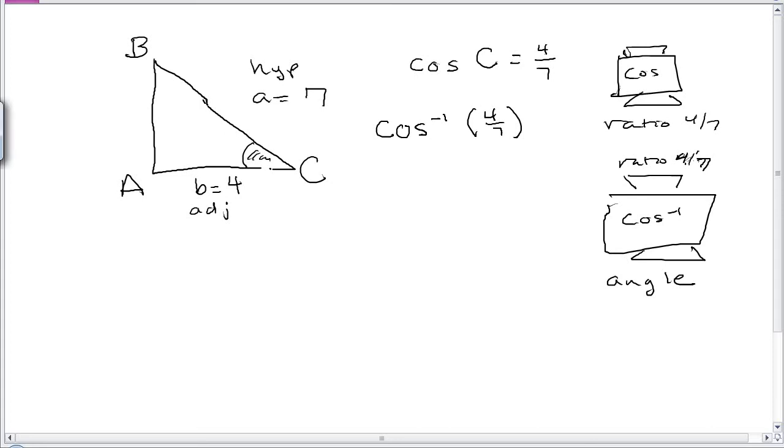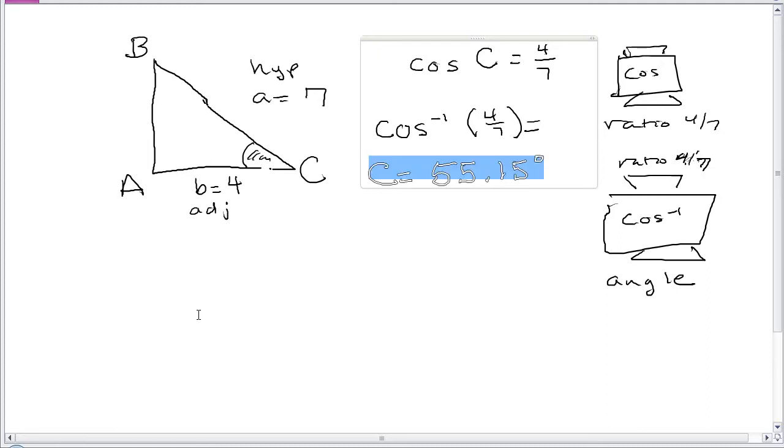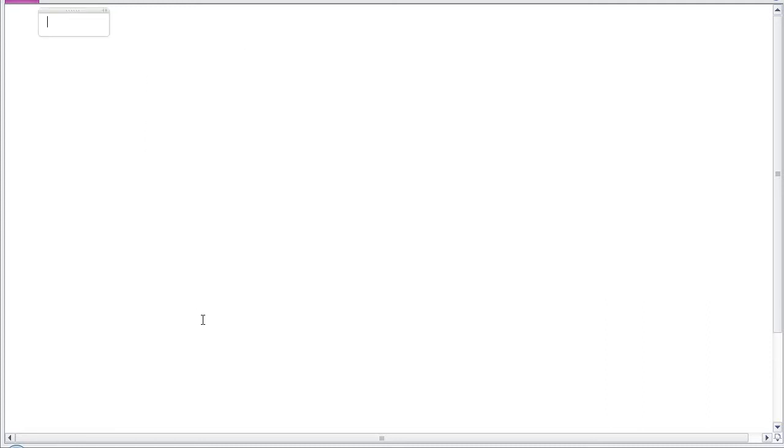I hit enter. And what comes back is that the angle C happens to equal 55.15 degrees. And there you go. Just like that, we have an inverse cosine in action. So let's try a new problem. We're going to just erase everything on the screen. Here we go.